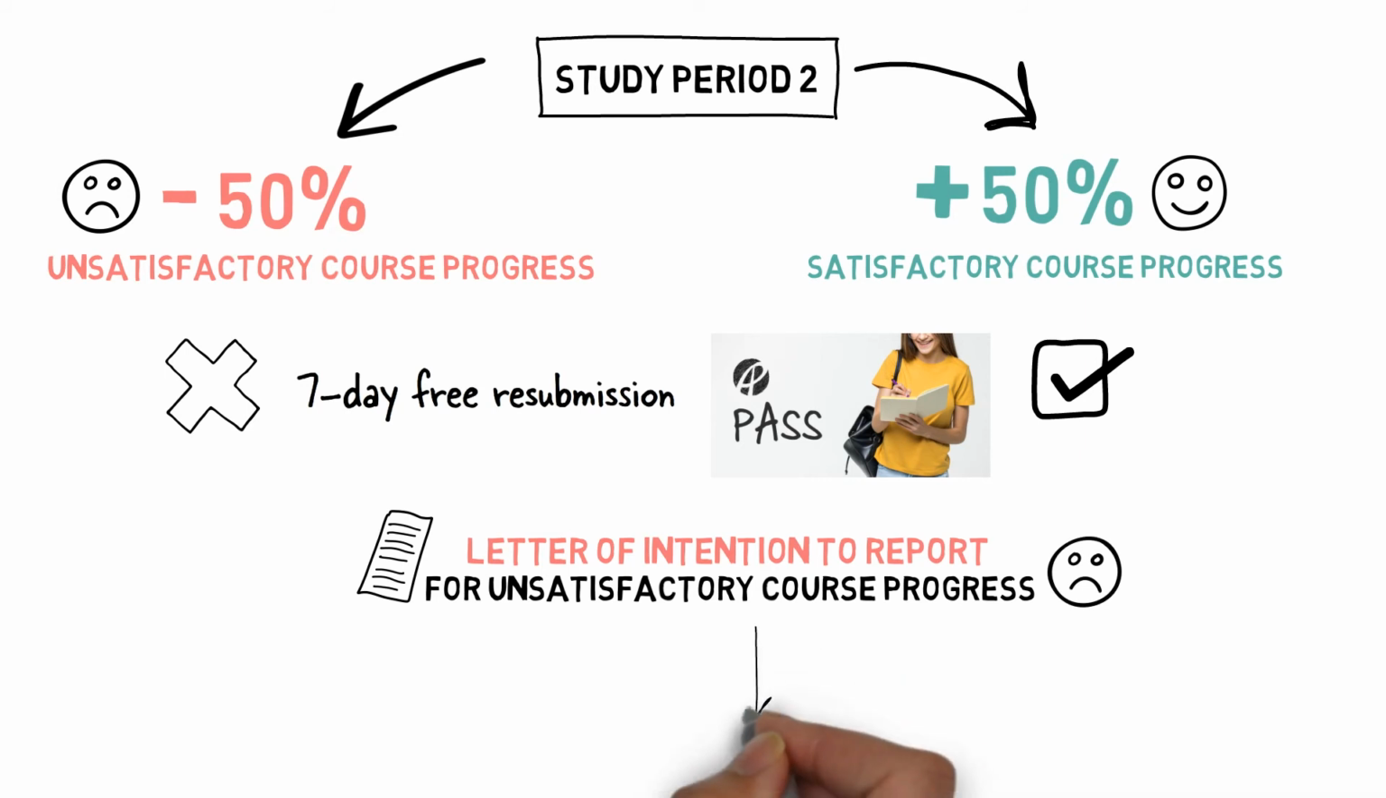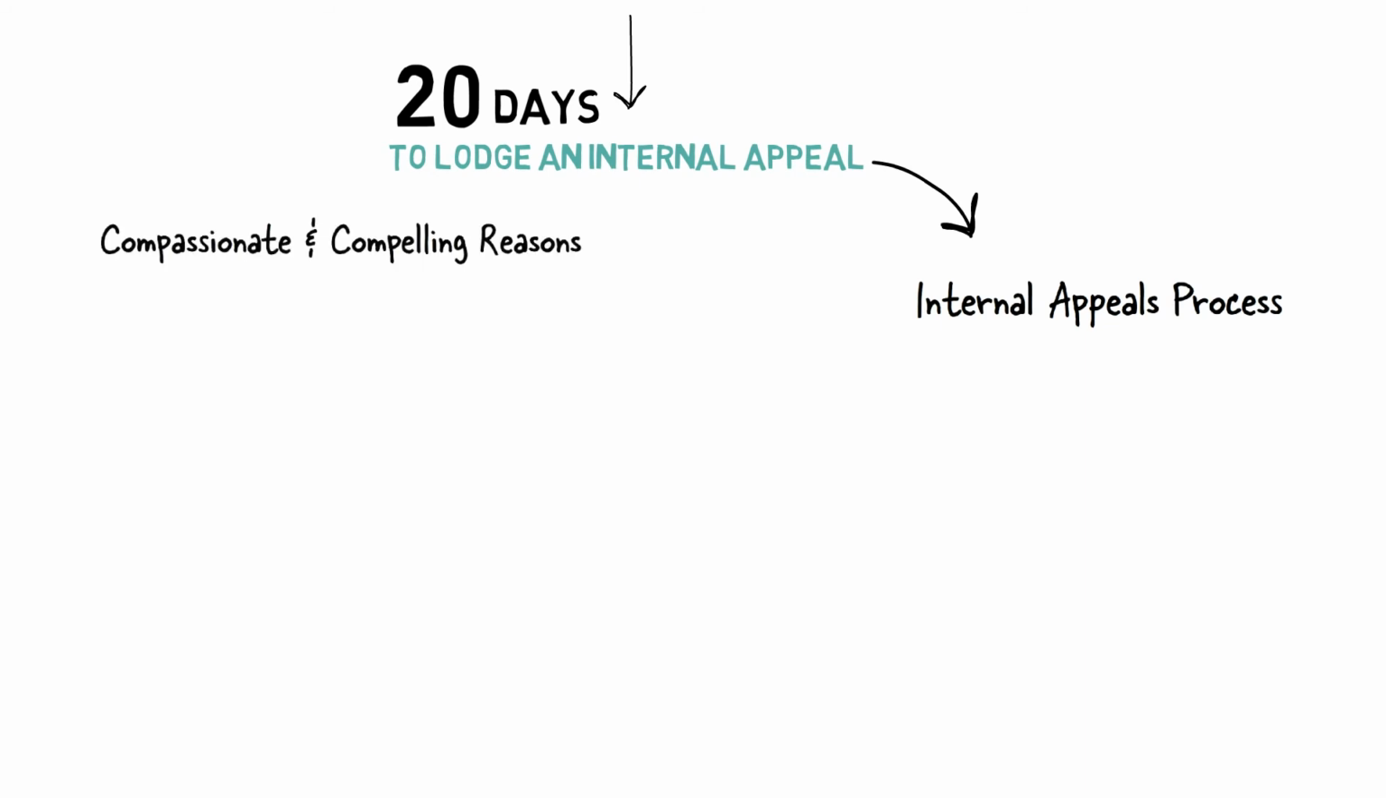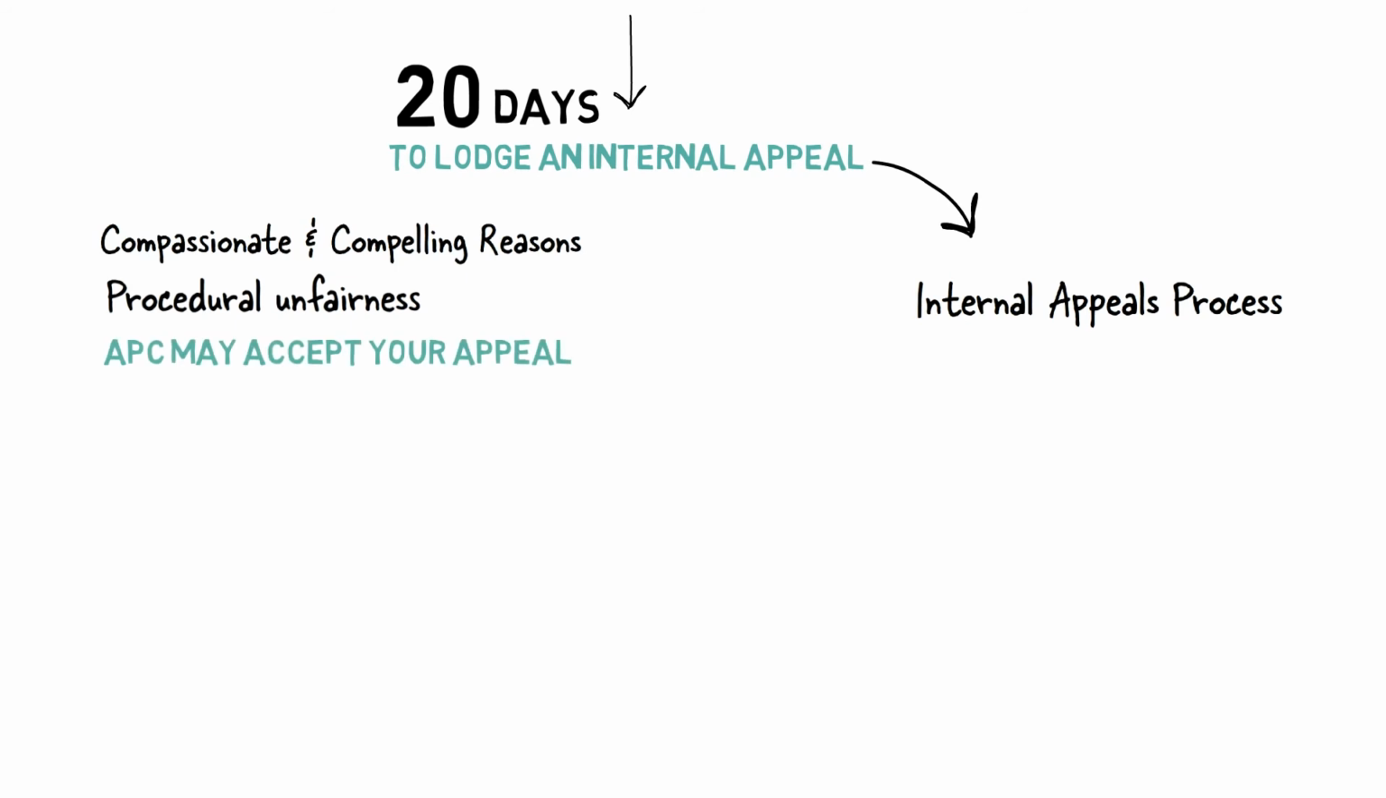If you receive an intention to report for unsatisfactory course progress letter, or ITR, you have 20 working days to lodge an appeal against our decision using our internal appeals process and our internal appeal meeting. If you prove in your appeal that your reasons were of compassionate and compelling nature or there was procedural unfairness, APC may accept your appeal and will no longer report you.